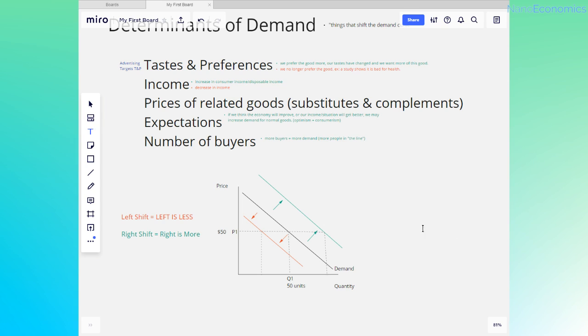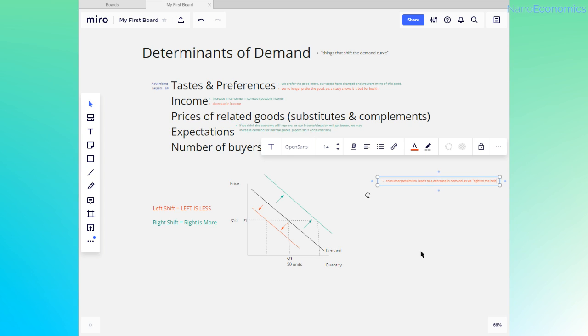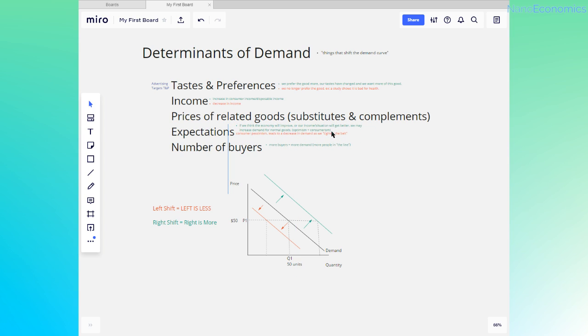And so the next thing we want to do is talk about expectations. In this sense, if we're going to decrease demand with expectations, that's because there's pessimism. So if you've heard the phrase tighten the belt, in a personal finance context.